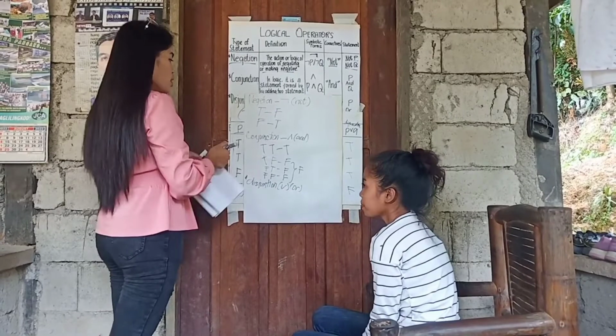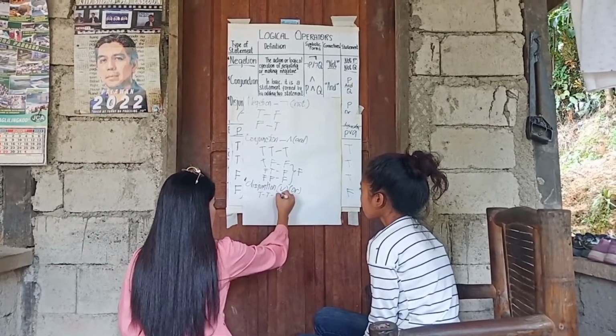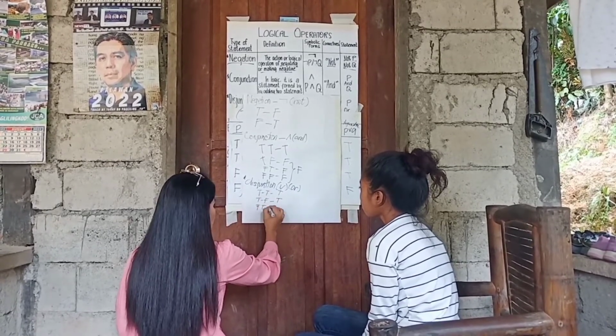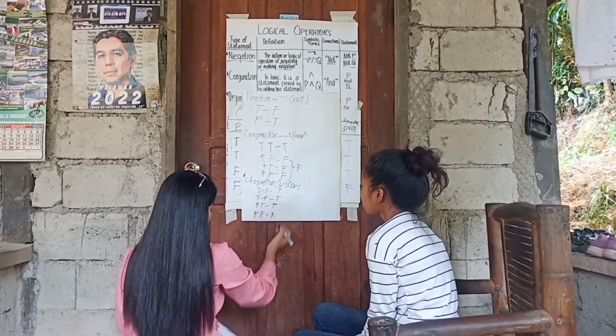Kay disjunction naman, one true, it will become true. So, true, true, it will become true. True, false, it will become true. False, true, it will become true. False and false, it will become false.